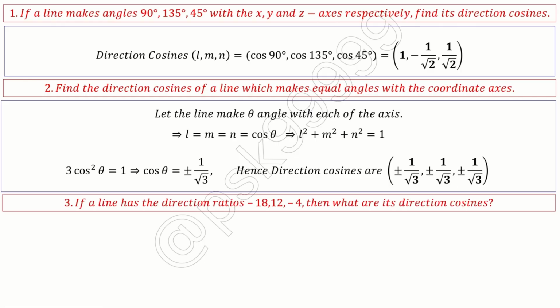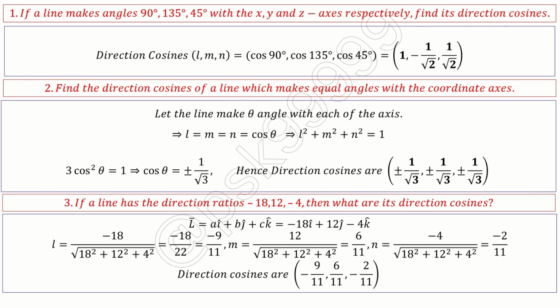If a line has direction ratios minus 18, 12, and minus 4, then what are its direction cosines? Ratios are given, so a, b, c are given, and I need to find l, m, n. Which is simple, right? If a, b, c are given, my line is nothing but minus 18i plus 12j minus 4k. Then l is minus 18 divided by the distance from the origin of this point. If you consider this as a 3D coordinate point, the distance from the origin is square root of 18 square plus 12 square plus 4 square. That is minus 9 by 11. Similarly, m and n I can also find out. These are my direction cosines.